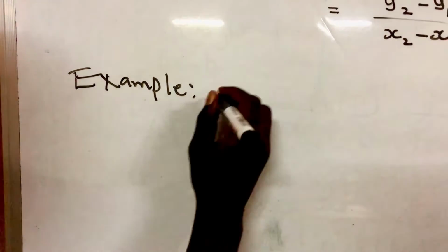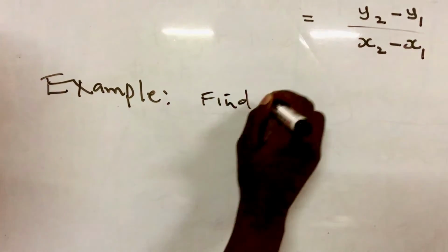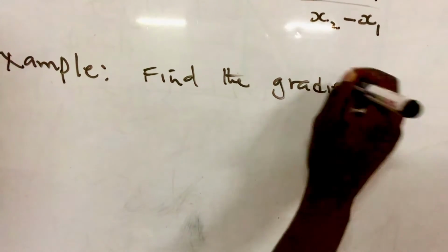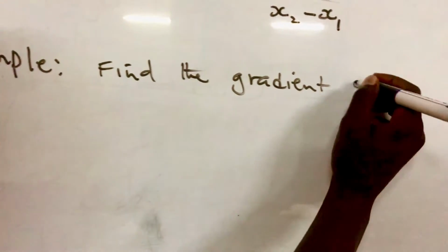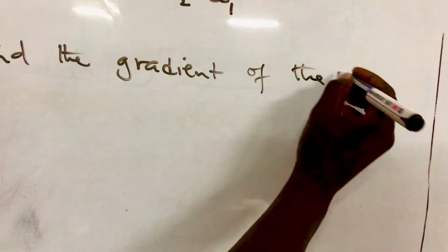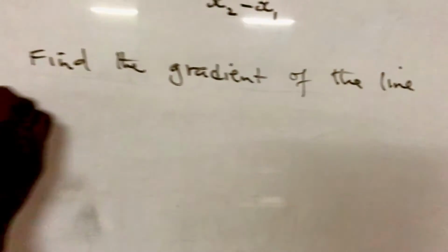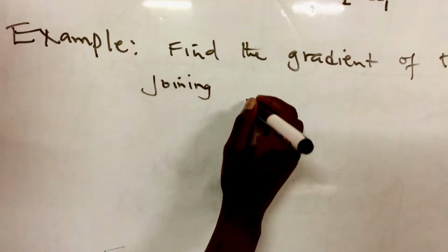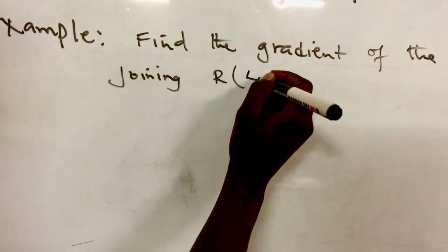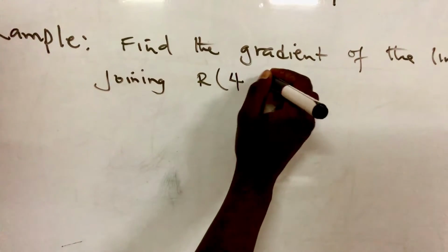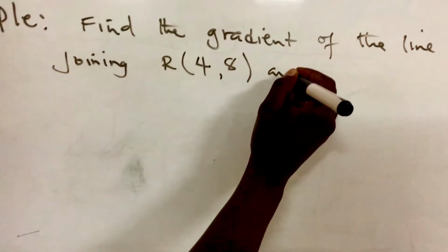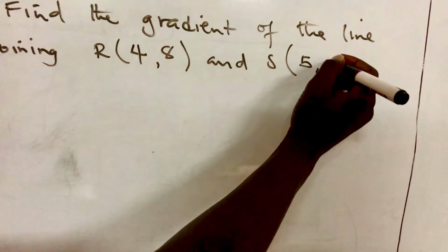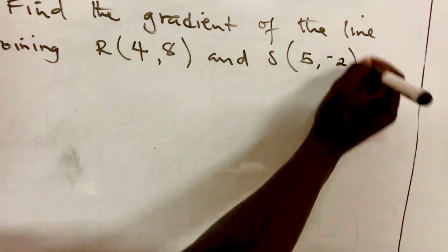In our example, find the gradient of the line joining R, that is 4, 8, and S, which is 5 and negative 2.